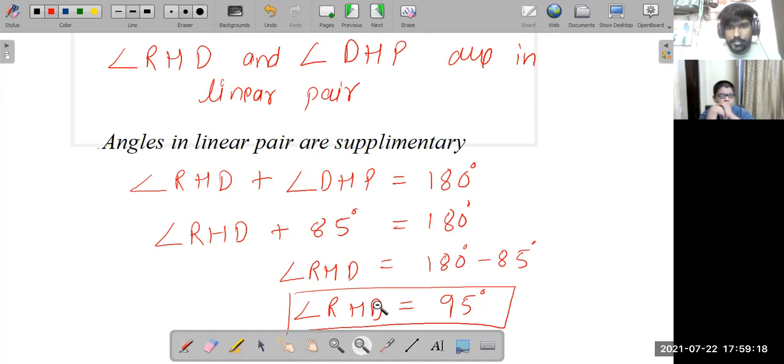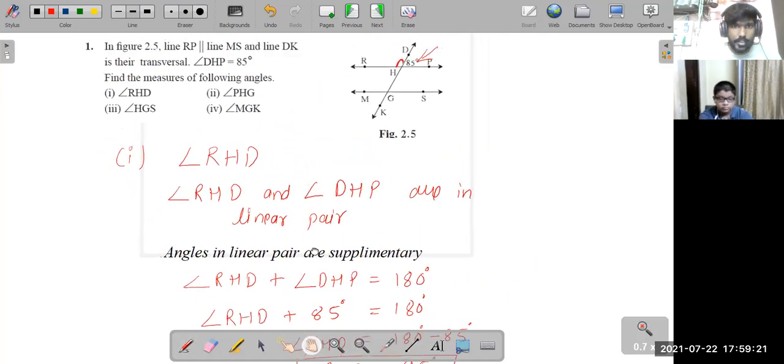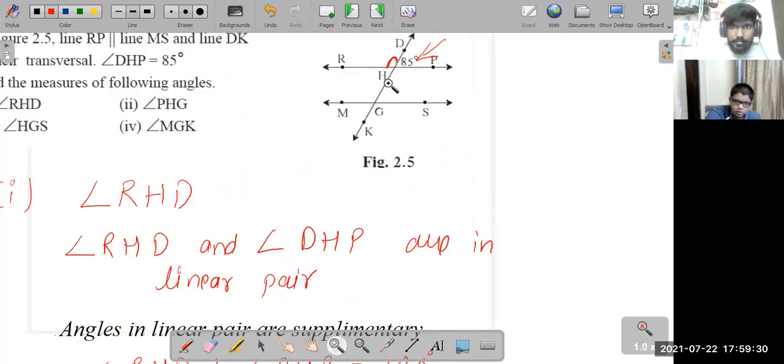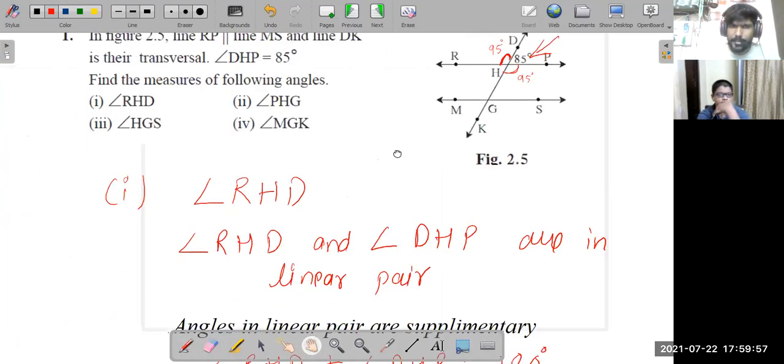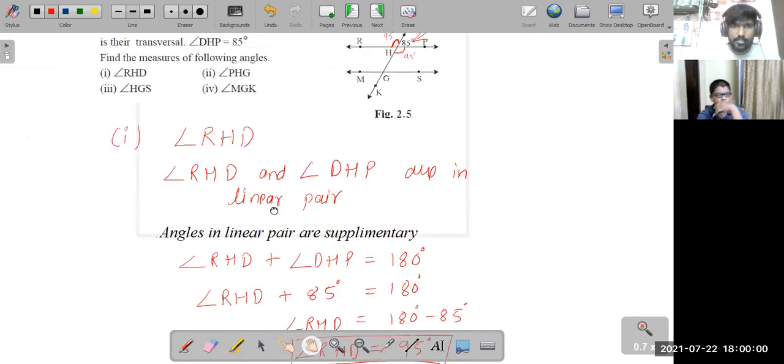Is this first sum clear? Yes, sir. Okay, I'll give you time to write, but see, the second one is PHG. So wait, I'll just zoom in on the diagram. So this is 95 degrees. Now they have asked PHG, that is this one. How much will it be? Congruent. Yes, vertically opposite angles. So this also will be 95. Okay, I want you to write down this one, then we'll stop and the remaining we will continue in the next class. Just write down this sum first.